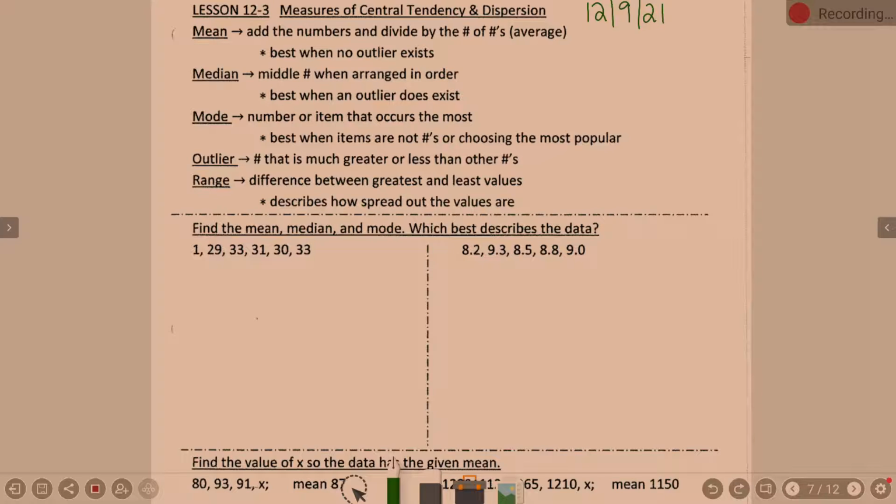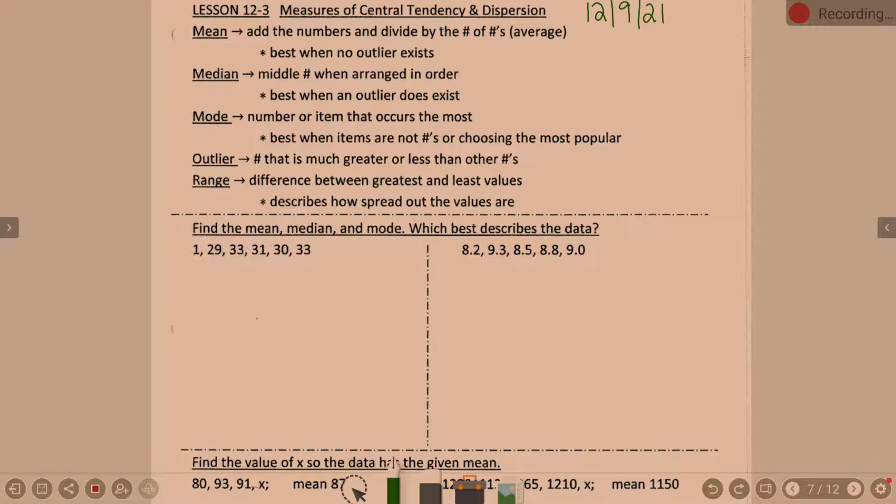Our next measure of central tendency, median. It's the middle number. You just count into the middle as long as the numbers are in order. So you have to have them in order from least to greatest first, and then it's the middle number. If there's an outlier, so if there's a number at one end or the other that's way far away from the others, this is going to be a good one to use because an outlier is not going to really affect the median as much.